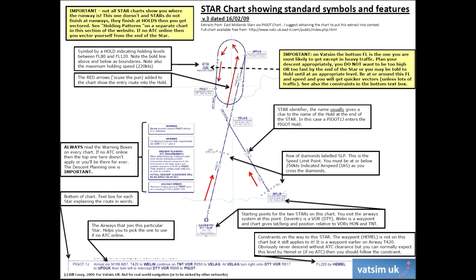And this final chart here basically is showing you standard symbols and features on a STAR chart. So these are standard symbols and features. Now you can find all of these out by going to the NATS website, and you'll get all the charts for the United Kingdom free. If you want to get charts for other parts of the world, you can just type in the ICAO code into Google. So you can type in LEBL charts and you should get them.